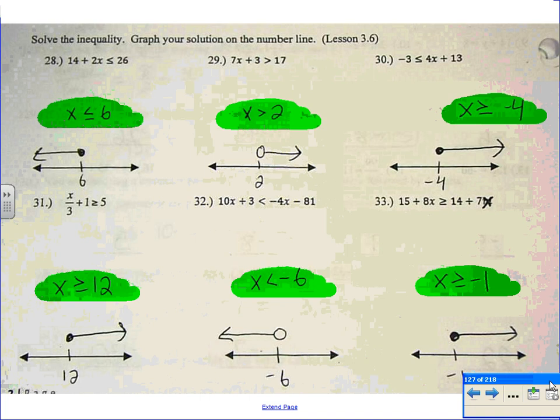31, x is greater than or equal to 12. Filled in circle, arrow going to the right. 32, x is less than negative 6. Open circle, arrow go to the left. 33, x is greater than or equal to negative 1. Filled in circle, arrow going to the right. Okay, Ray?